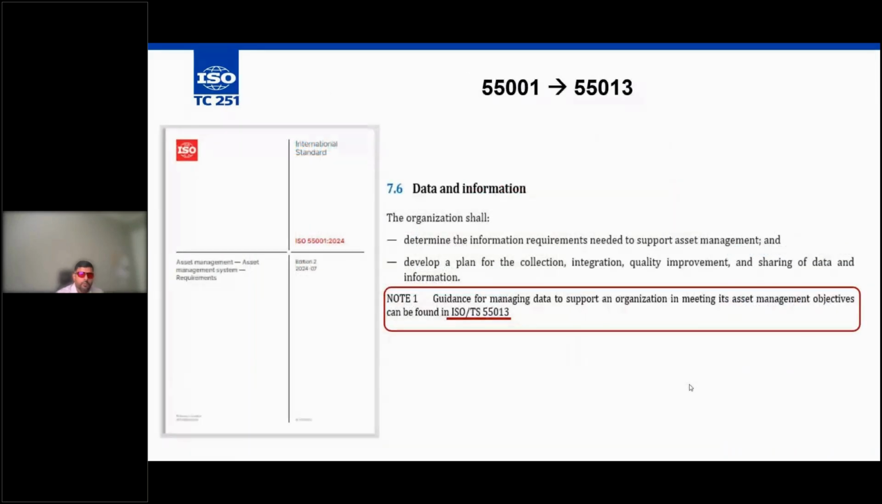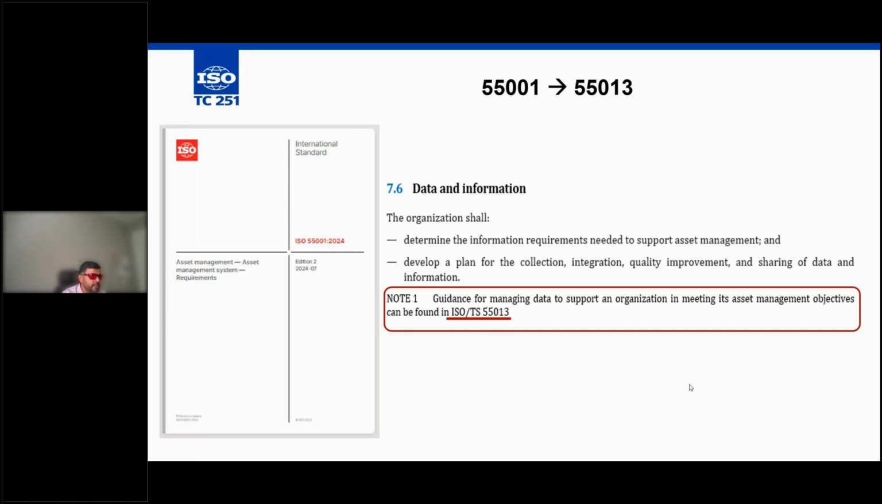And we must acknowledge the gorilla in the room. 55001 is the crown jewel of the TC251, and we all pay homage and stand court in service of 55001. So this is the part where I have to kiss the ring and mention that 55013 exists solely in the service of 55001.